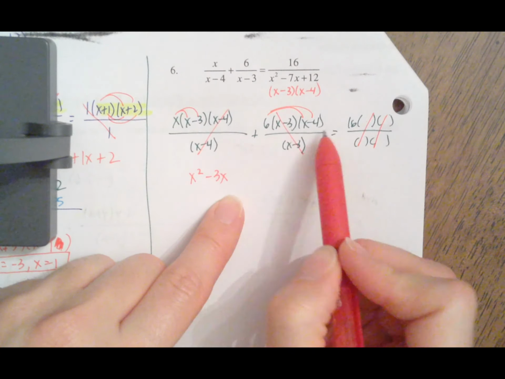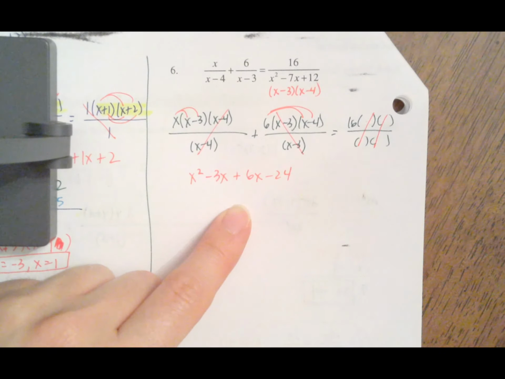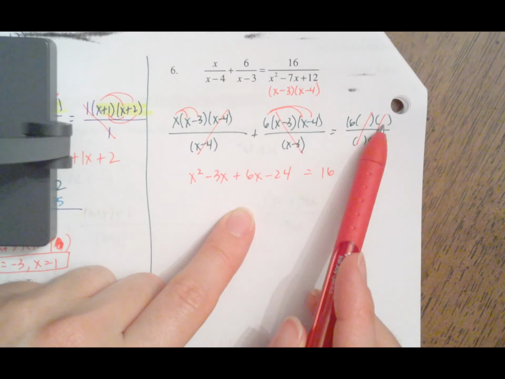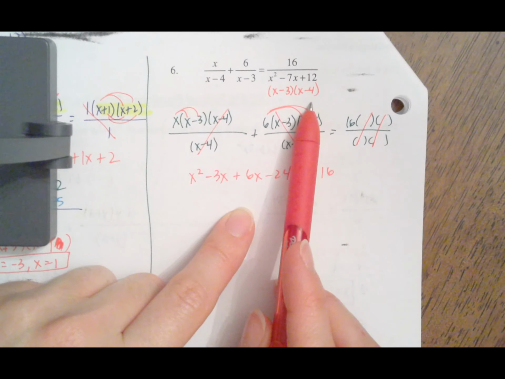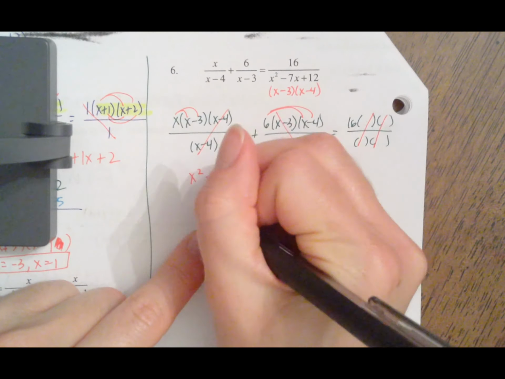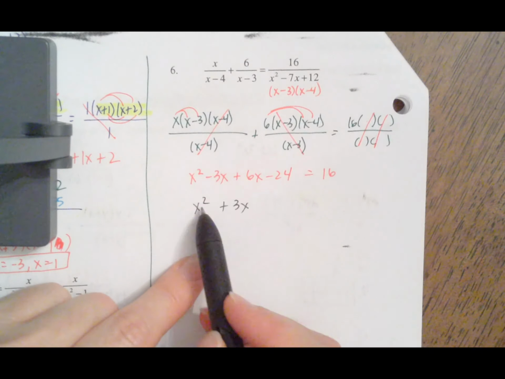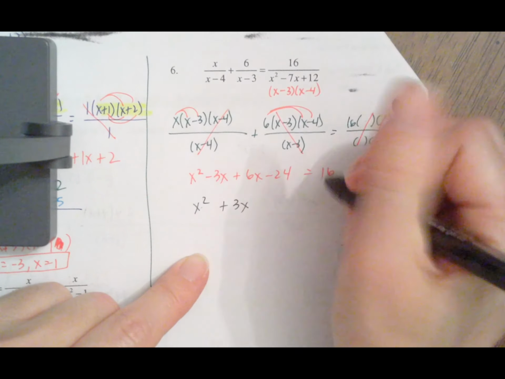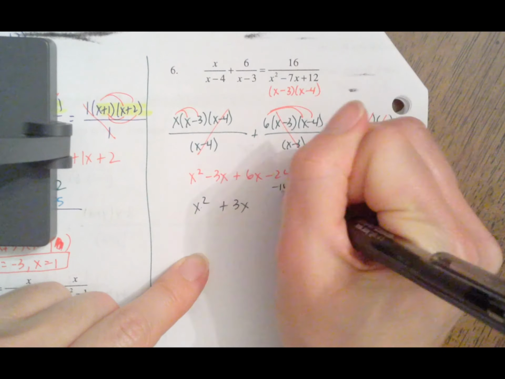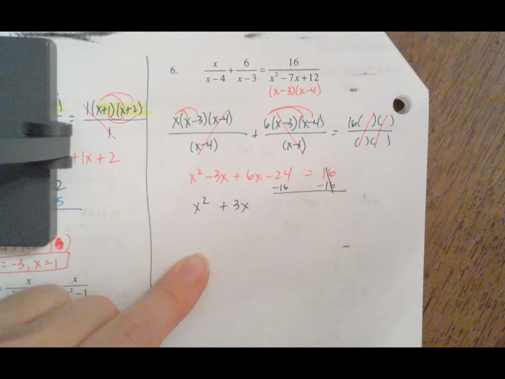So we're going to distribute this 6. So we'll have 6x minus 24 is equal to 16. Again, because the x minus 3 and the x minus 4 that we put up top would cancel out the 2 that we factored into the bottom. Okay. All right, so we got to combine like terms. So we'll have an x squared, a plus 3x, and then if we move this 16 over, let's see here, negative 24 minus 16 is going to give us negative 40.